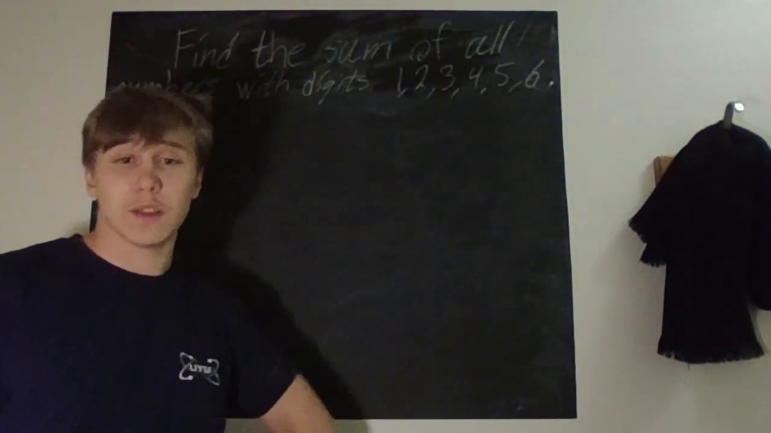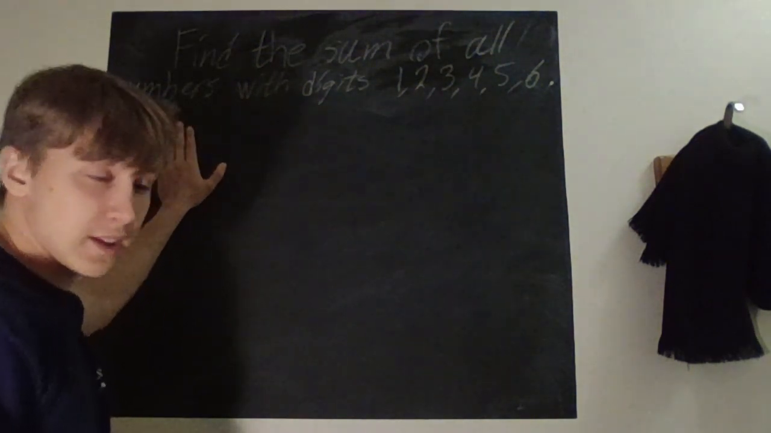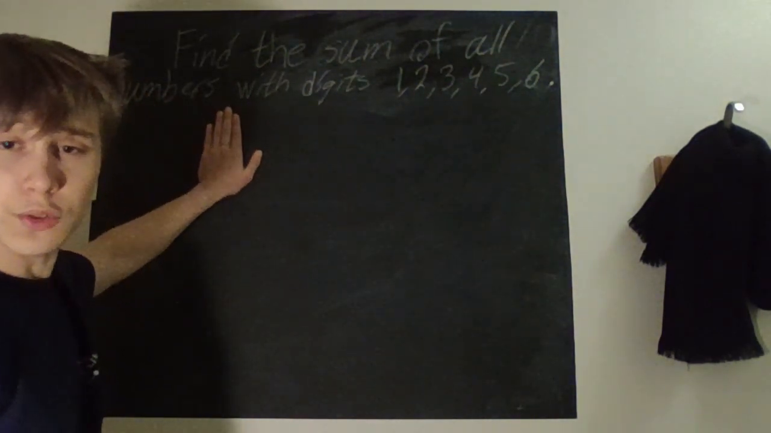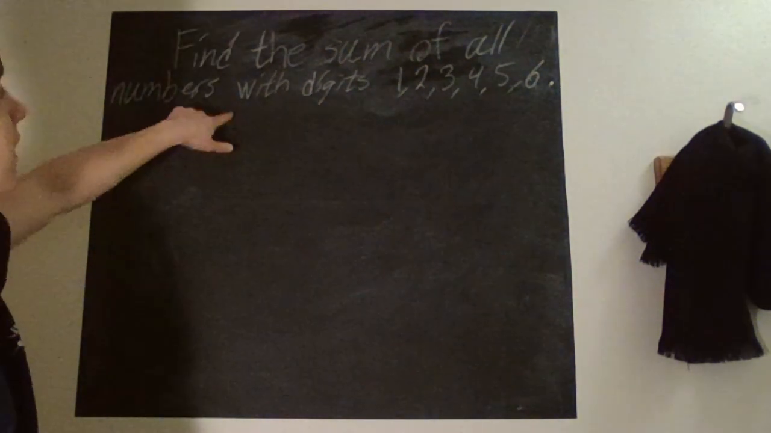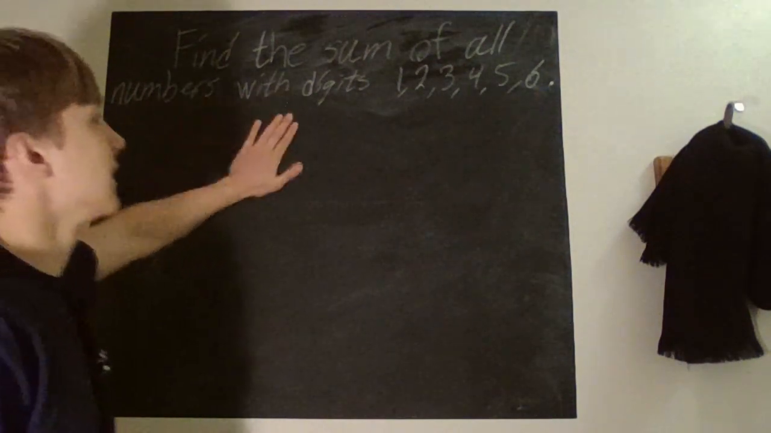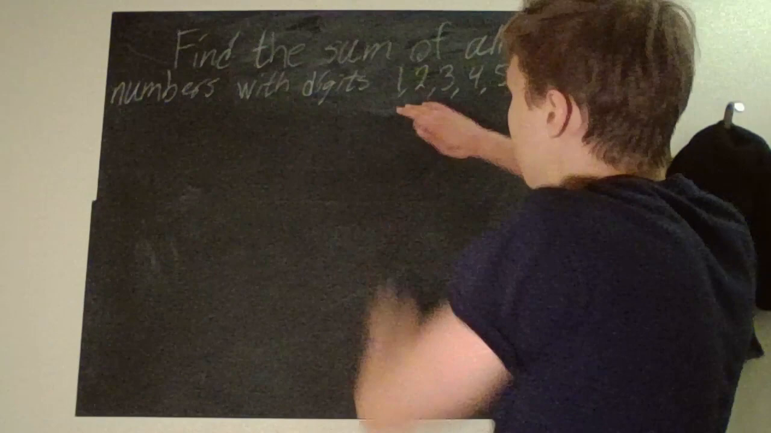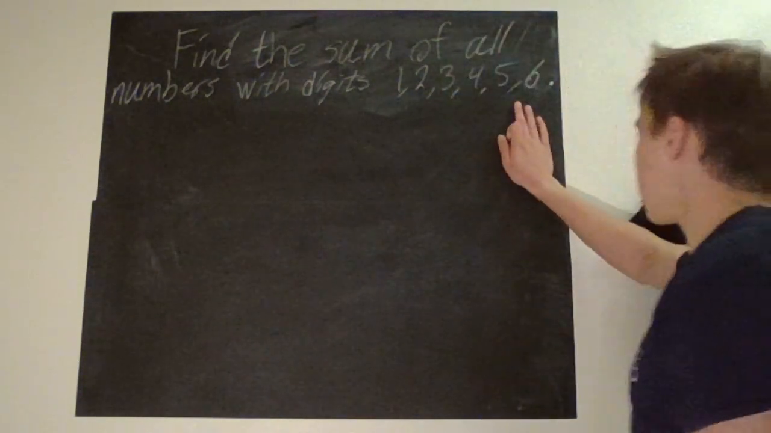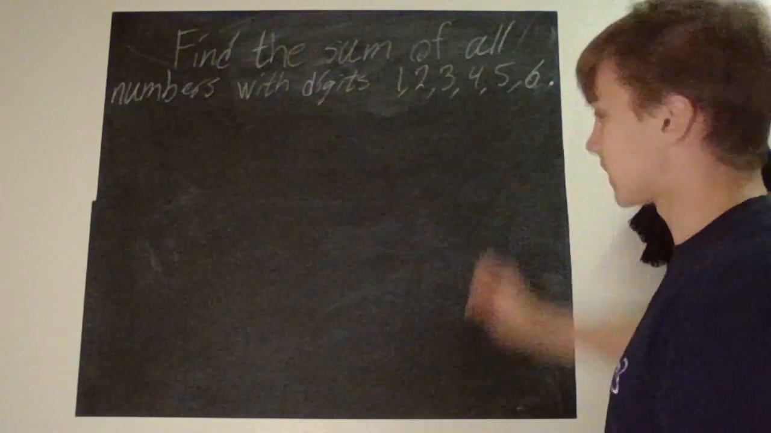What's up? Today we have yet another math problem. This one is actually kind of difficult, but I think you'll get it. Find the sum of all numbers with digits 1, 2, 3, 4, 5, and 6. That means using all of them, but none of them twice.